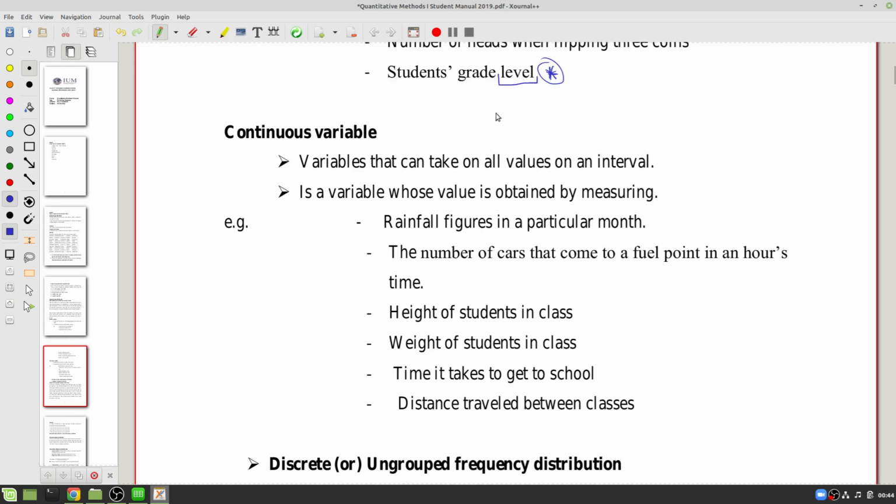Okay, and the answer lies in the word level here. Because if you just have student's grade, that would be continuous because you could have anything between 0 and 100. But because it's a level, it's something specific and exact.